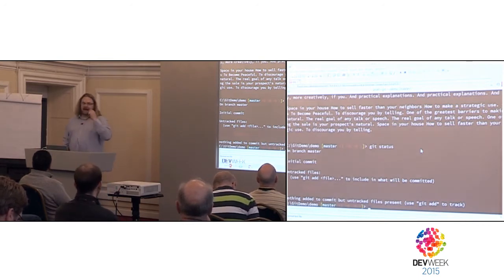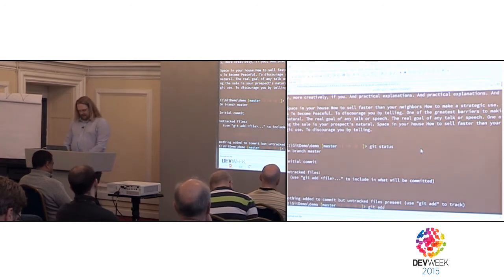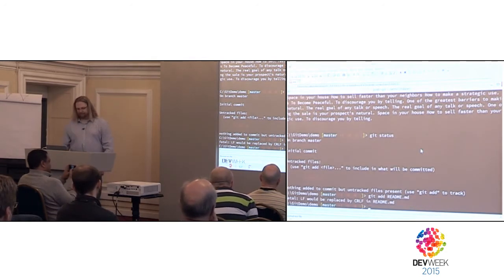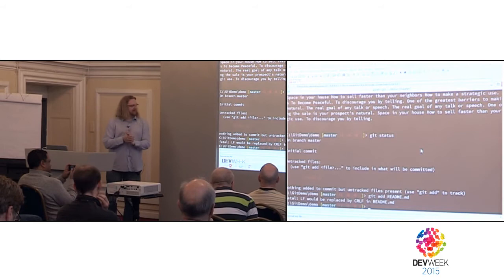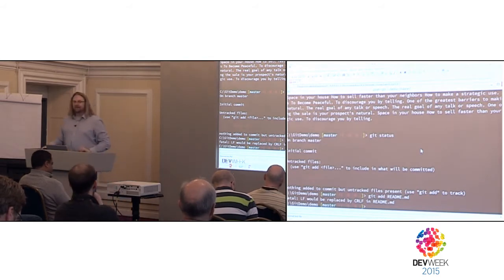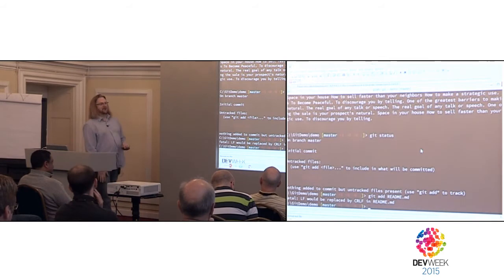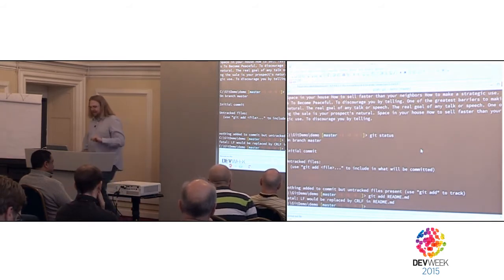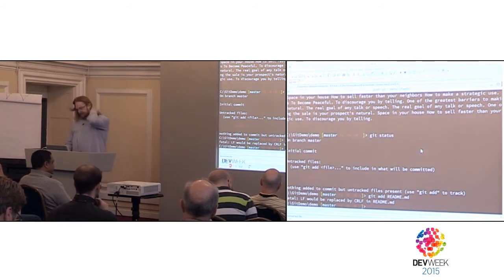So what I'm going to do is add this file to my staging area. Okay? I'm going to do that with git add readme.md. Okay? Now, LF would be replaced by CRLF in readme.md. I will come on to this. This is something that bites a lot of people. But for now, just accept that that's okay. And what I'm going to do is git commit with a message, and that message is going to be add readme.